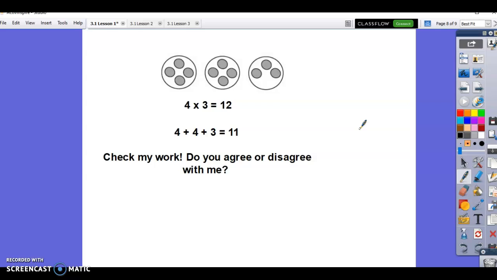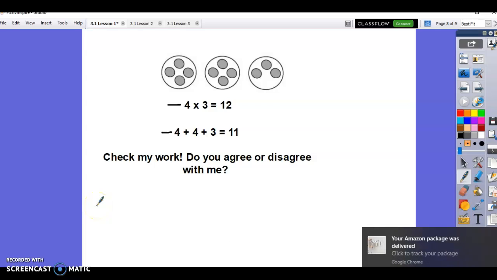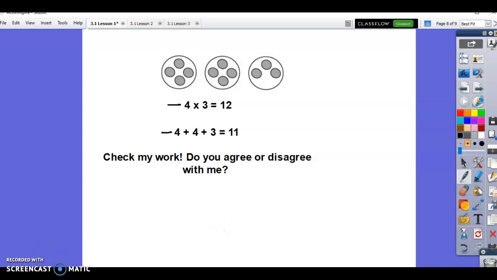Okay, check my work. I did one, and I want to see if I'm correct. I drew these circles, and my repeated addition sentence is this right here, and my multiplication sentence is this one right here. Do you agree or disagree with me? So I want you to go ahead and pause the video and write in your BOM. Agree or disagree, and why?